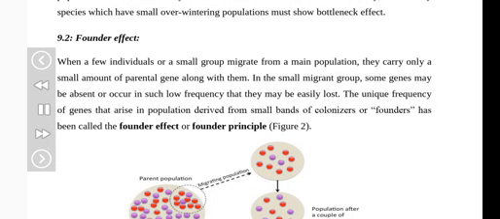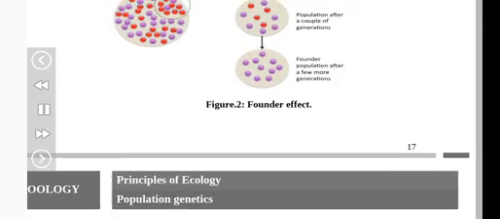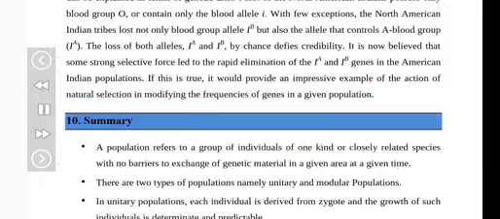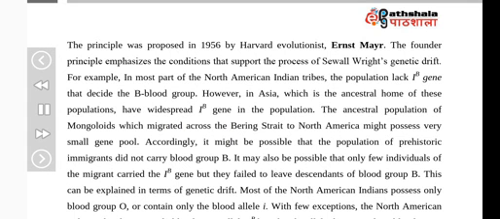9.2. Founder effect. When a few individuals or a small group migrate from a main population, they carry only a small amount of parental genes along with them. In the small migrant group, some genes may be absent or occur in such low frequency that they may be easily lost. The unique frequency of genes that arise in populations derived from small bands of colonizers or founders has been called the founder effect or founder principle. Figure 2. Founder effect. The principle was proposed in 1956 by Harvard evolutionist Ernst Mayr. The founder principle emphasizes the conditions that support the process of Sewall Wright's genetic drift.